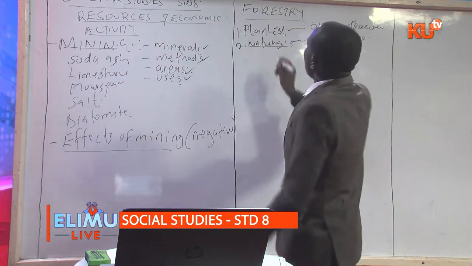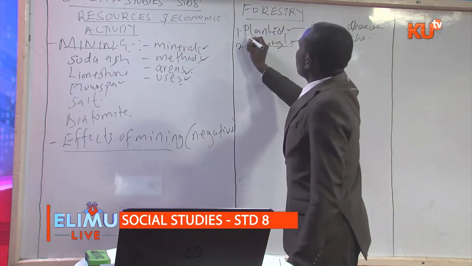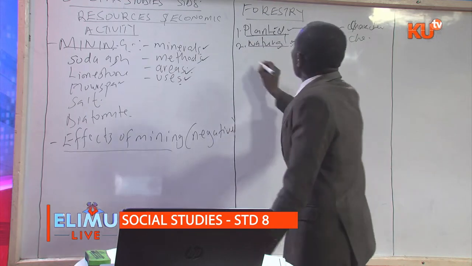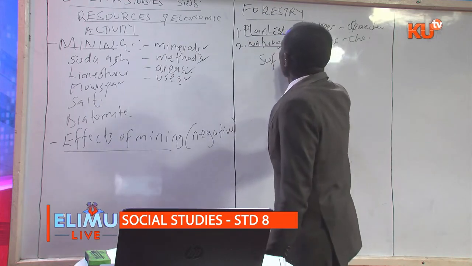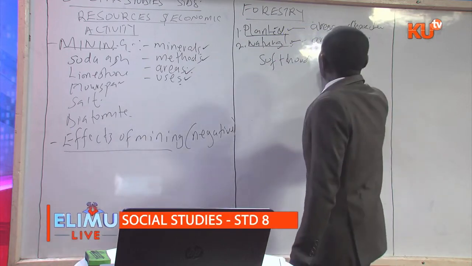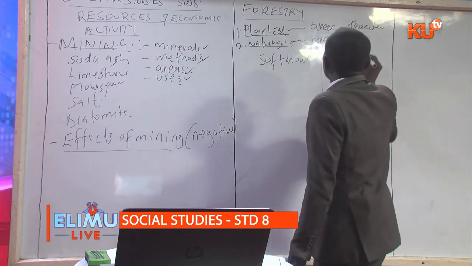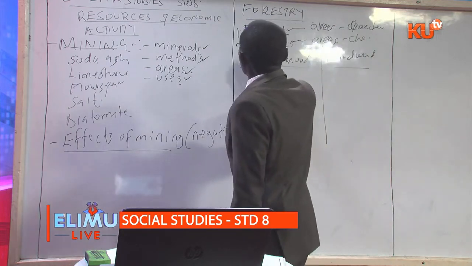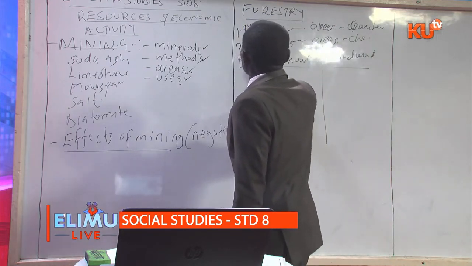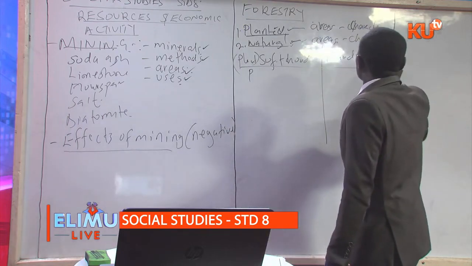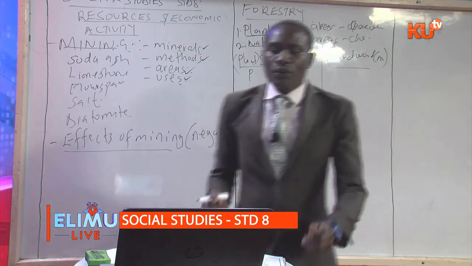The most commonly asked question is, the trees that are most commonly found in the planted forest are softwood. Whereas in the natural forest, they are hardwood. Now let us look at examples of trees that are found in the planted forest and trees that are found in the natural forest.